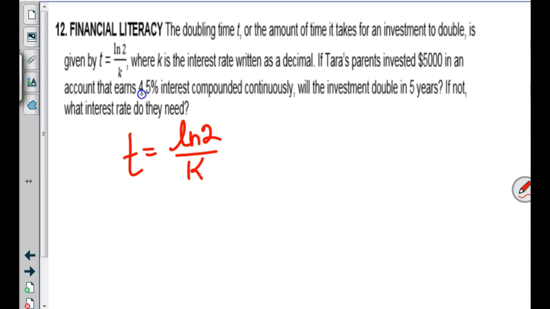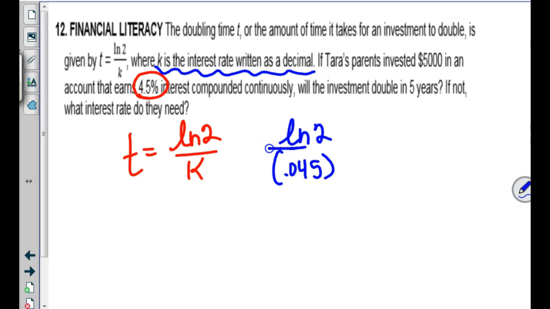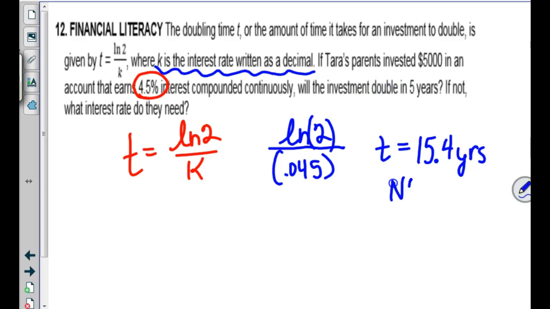So right now, where are we going to put this number? I don't know why it doesn't say R, but did you see here it said K is the interest rate written as a decimal? So we have ln of 2 divided by 0.045. Can someone do that quick? You would have to close the parentheses around the 2. Anybody else get that? I was going to say, I don't think you can double your money that fast. So this says it's going to take 15.4 years for her money to double. So the answer to the first question, will it double in 5 years, is no.